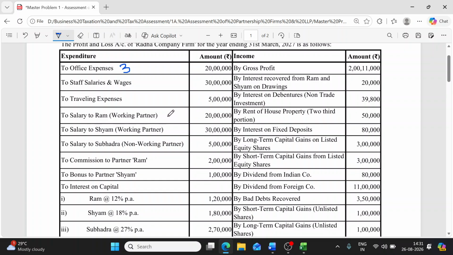So salary to Ram, who is a working partner, is 20 lakhs. Salary to Sham, also a working partner, is 30 lakhs. Salary paid to Subhadra, a non-working partner, is 5 lakhs. Commission is paid to Ram, and bonus is paid to Sham. Make a total of all these figures. I think the addition is 20 plus 30, 50, 55, 57, 58.